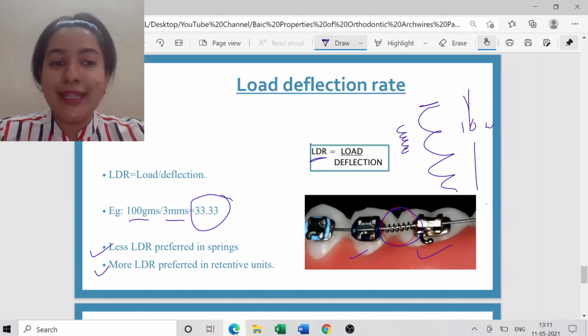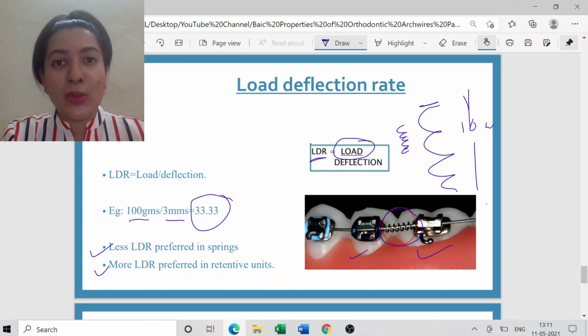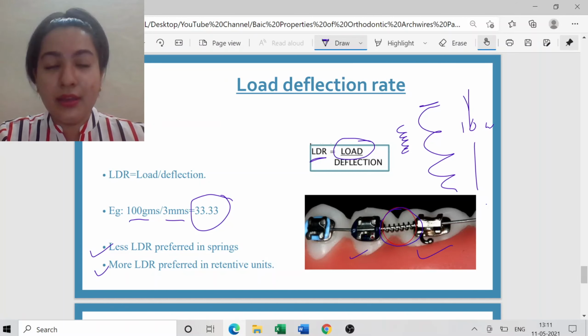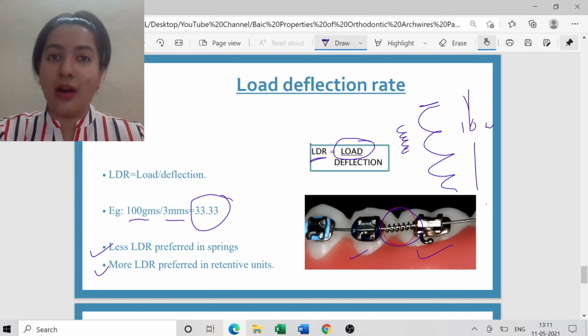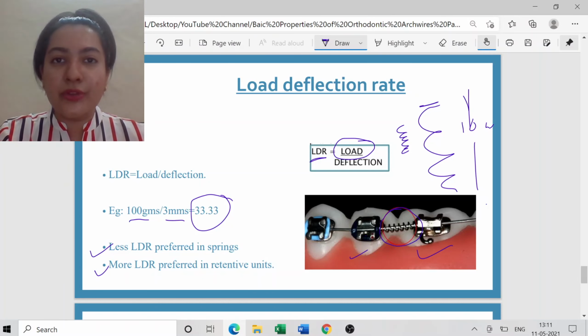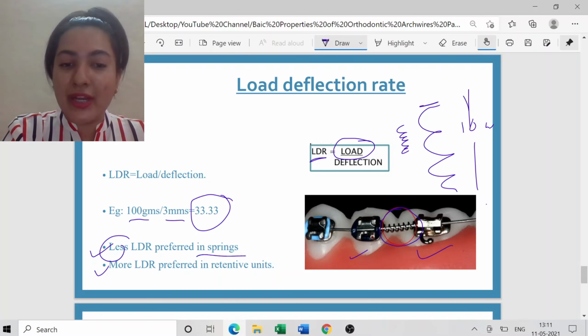Okay, so if it has a very high LDR, I will have to apply a large amount of load. So if I apply a large amount of load, what will happen? It will get deflected. If it is getting deflected by applying such large amount of force, it will also apply a large amount of force on the tooth, which is not desirable. Okay, because by giving large amount of forces, tooth movement does not occur. Okay, so we do not have to apply large amount of force onto the tooth surface. Therefore, LDR is preferred to be less for these springs.